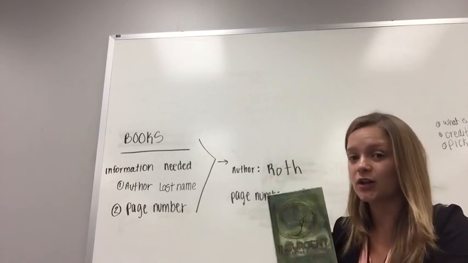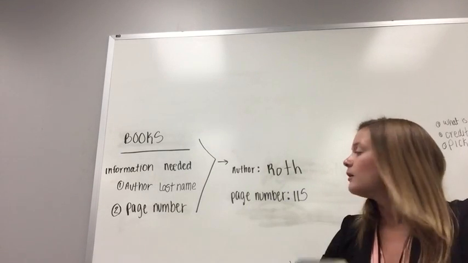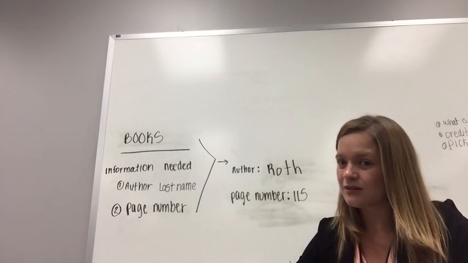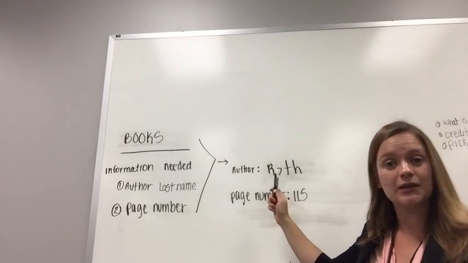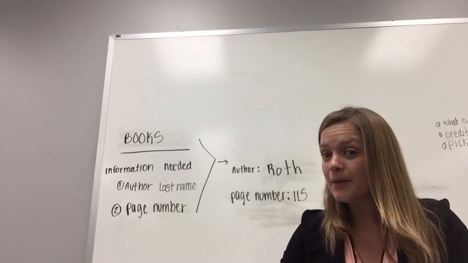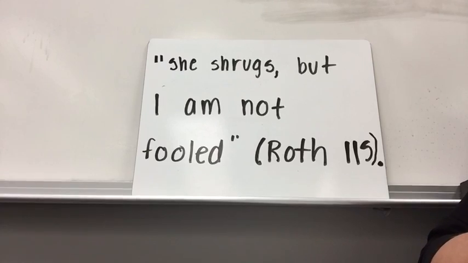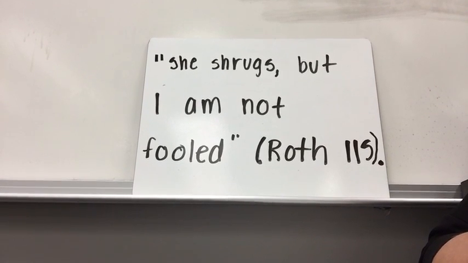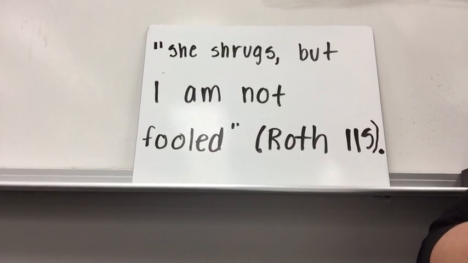So I have this book here called Insurgent. It was written by Veronica Roth. And when I'm going to make my in-text citation, I'm going to use her last name, which is Roth. So all I write down is Roth. And the quote that I want to use, the quote that I'd like to cite in my paper, is from page 115. You'll see here that we have a quote from Veronica Roth's book, Insurgent, from page 115.